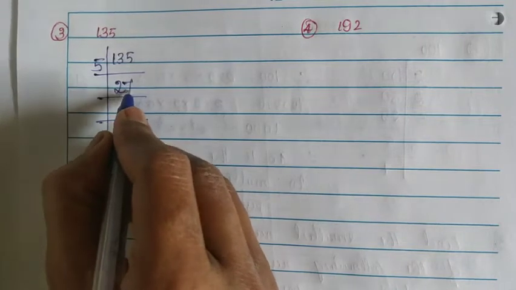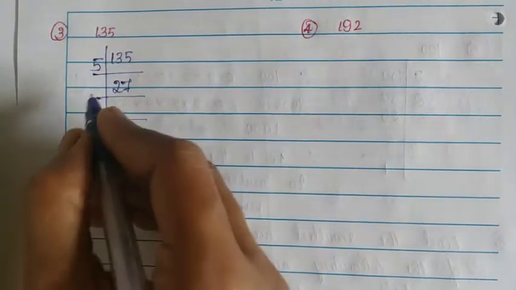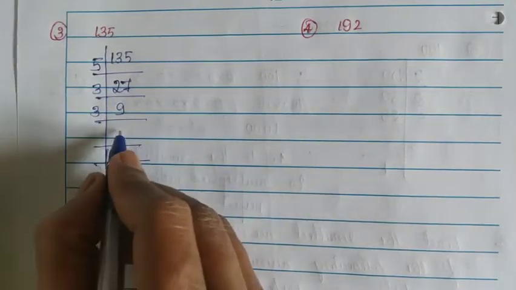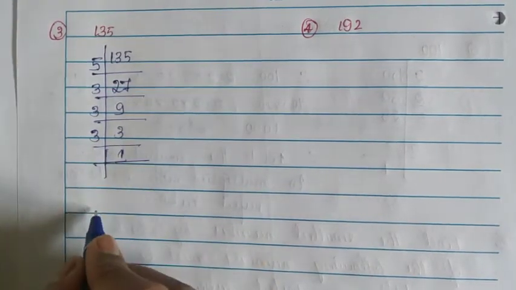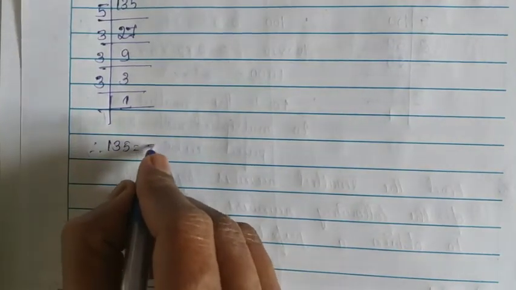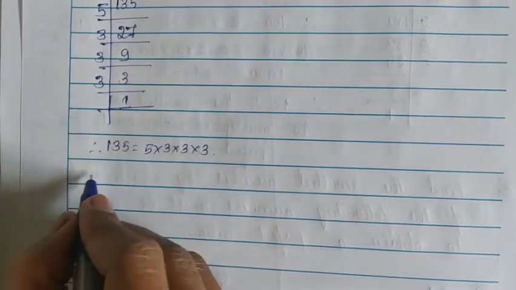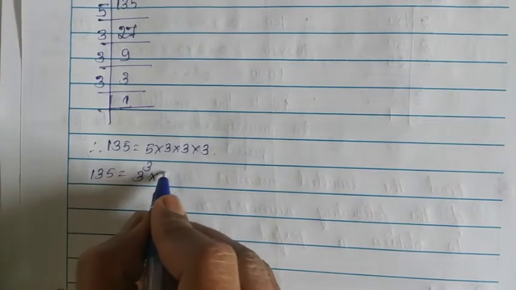5 7s are 35. Now, start with how much? 3. 3 9s are 27. Now from 3, 3 3s are 9. Now from 3, 3 1s are 3. Therefore, 135 is equal to 5 into 3 into 3 into 3. 135 is equal to, write 3 cube first, after that 5.